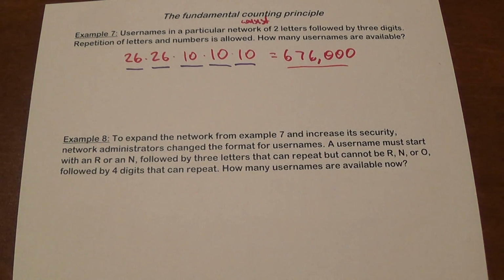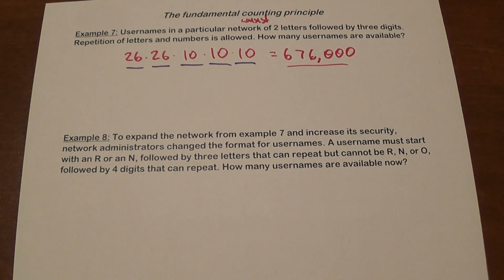Now they're thinking of expanding the network and also increasing its security, so they reformatted the usernames. Now a username is going to have to start with R or N. After that it's going to be followed by 3 letters that can be repeated, but you cannot use R, N, or O, and then it's going to be followed by 4 digits that can repeat. How many usernames do we have there?